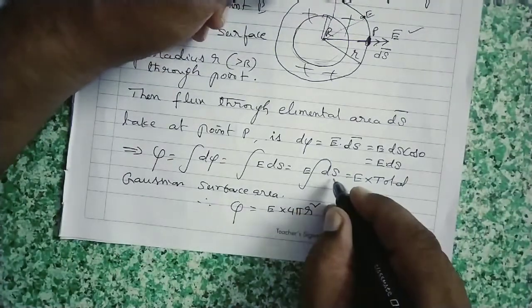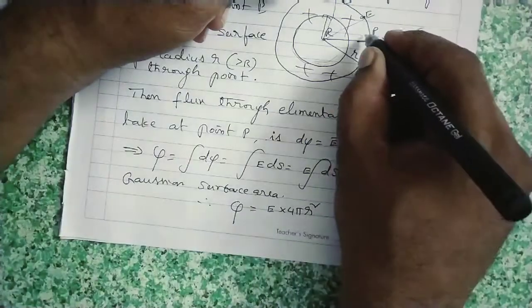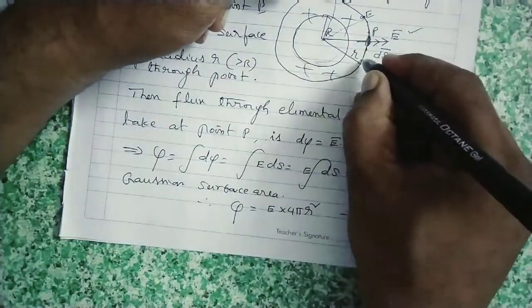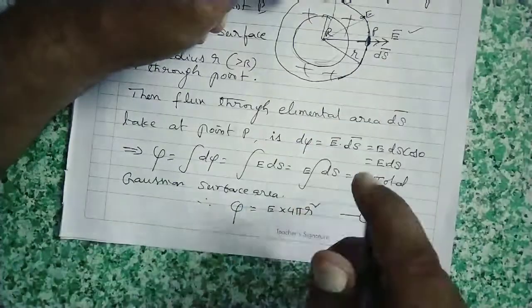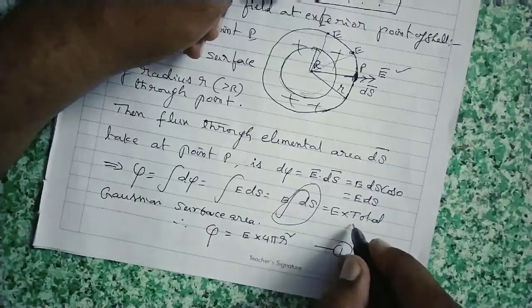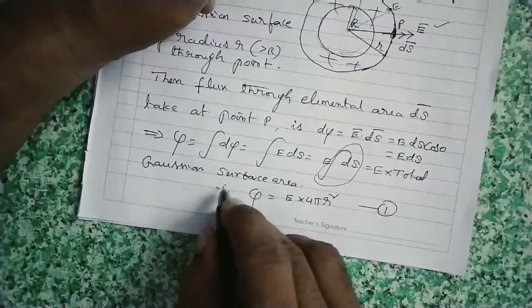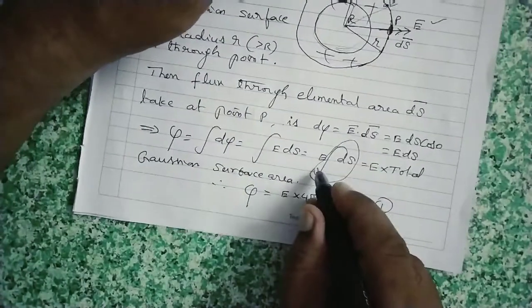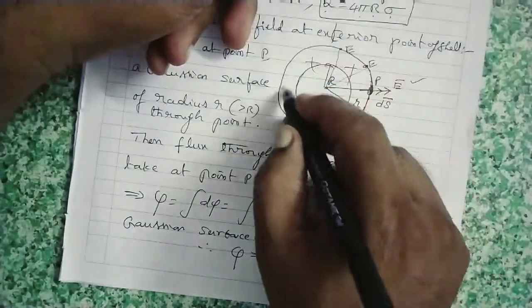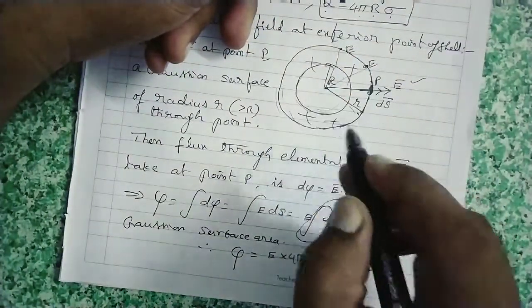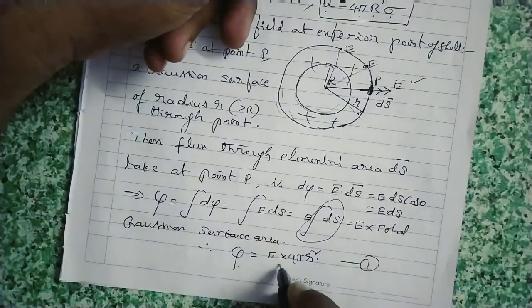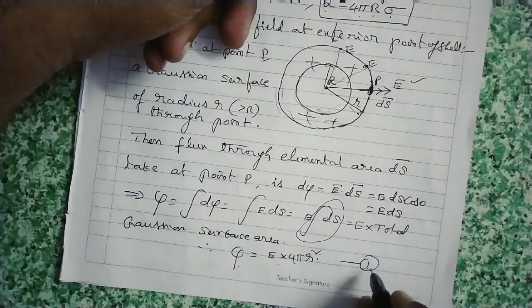The integration is acting on dS, which means the total of dS areas. If you imagine adding all the dS areas, the integration is the addition of all dS areas. If you add all dS areas, you will get the complete Gaussian surface area. So integral dS will be the total Gaussian surface area. That's why phi is equal to E into the total Gaussian surface area, 4 pi r square, because the Gaussian surface is spherical in shape with radius small r. So its integral dS is the total area, 4 pi r square. In that way the flux answer is E into 4 pi r square. We got this as equation 1.